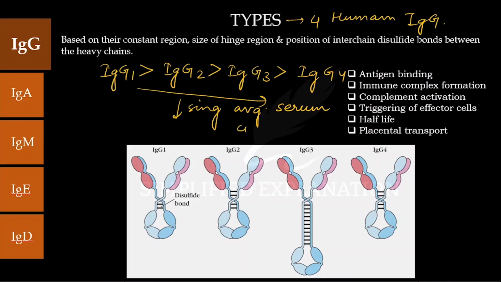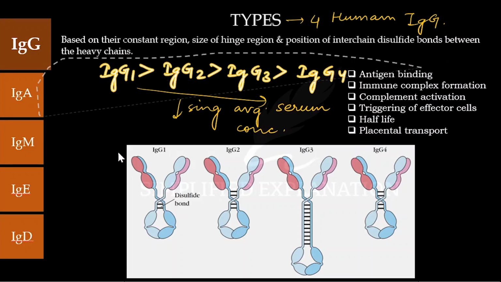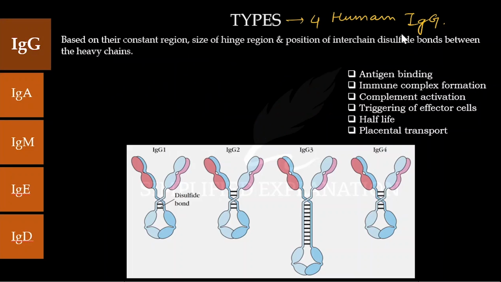That's why they are numbered accordingly. Okay, so based on their constant region, the size of the hinge region, and position of the interchain disulfide bonds between the heavy chains, these types have been classified.